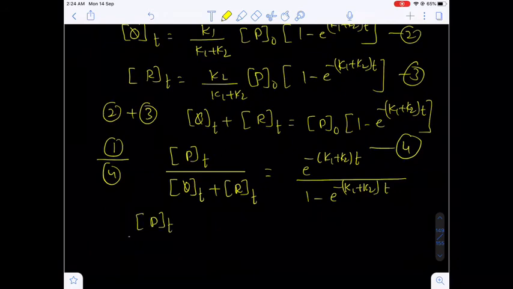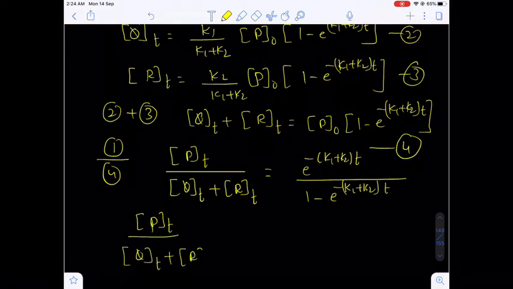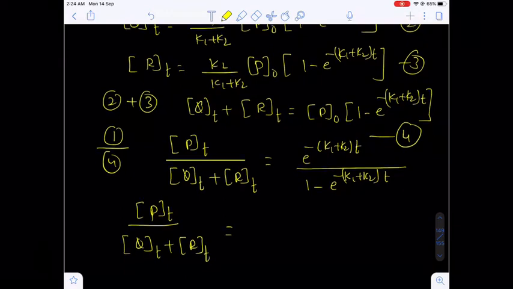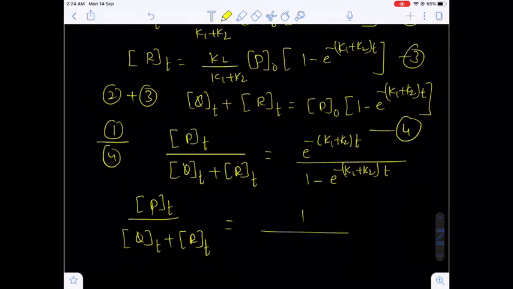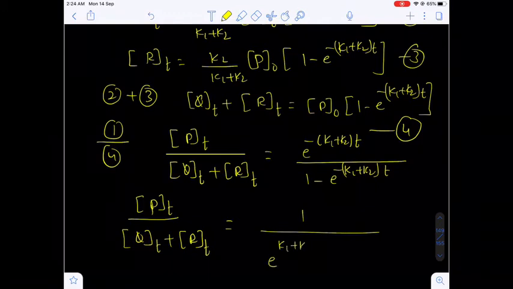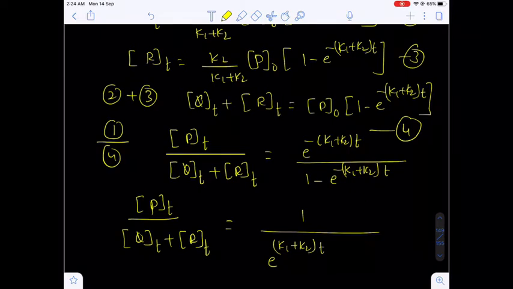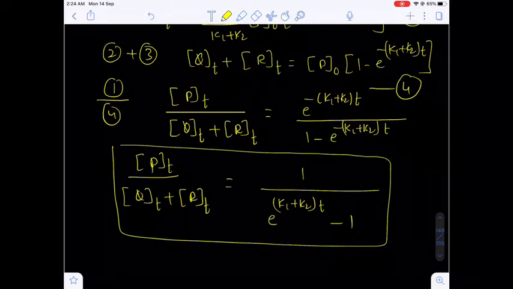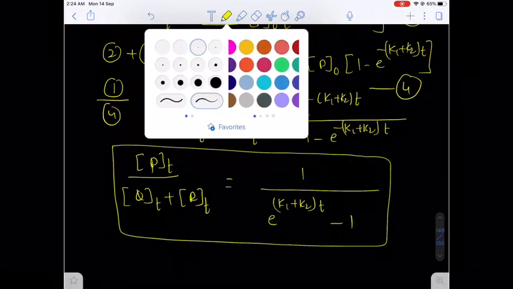So after simplification, the concentration of P at a time interval t divided by the sum of the concentrations of Q and R at a time interval t is equal to, shall I write, 1 divided by (e to the power K1 plus K2 into time period minus 1). So this is the final answer. Are you getting my point?